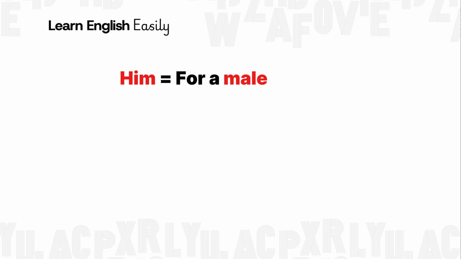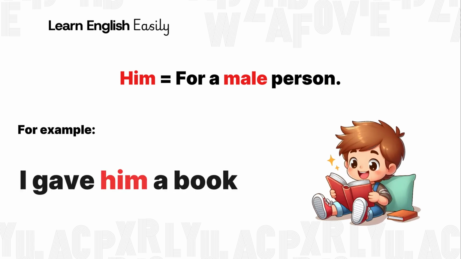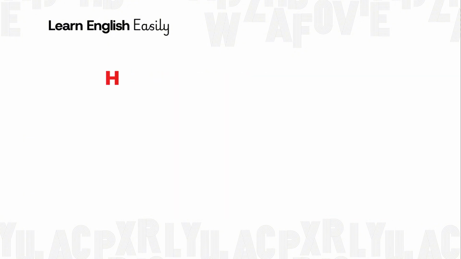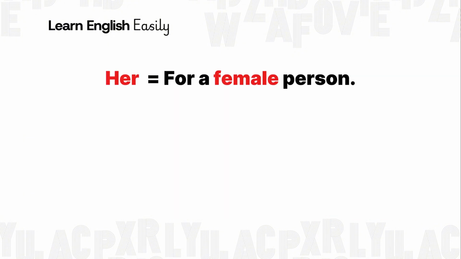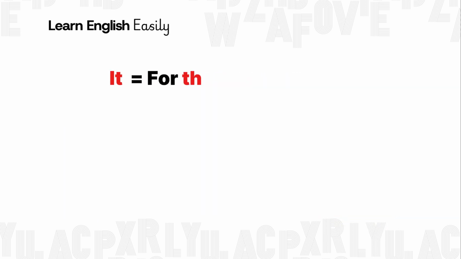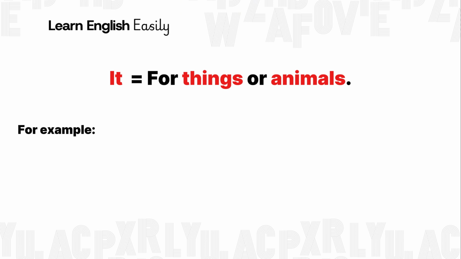Him, for a male person. For example, I gave him a book. Her, for a female person. For example, she teaches her. It, for things or animals. For example, I found it.